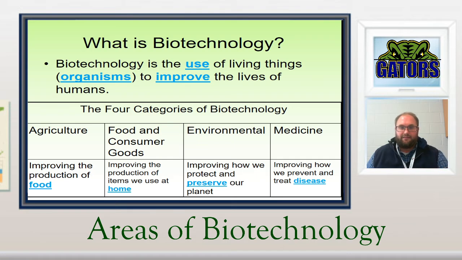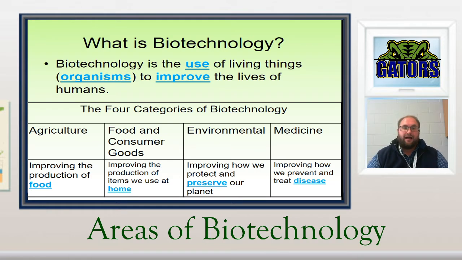This might be something that you will want to write down. You might want to write down this definition. Biotechnology is the use of living things, organisms, okay, so living things are organisms, to improve the lives of humans. Okay, so biotech is the use of living things to improve the lives of humans. Now, there are 4 categories, 4 areas of biotechnology: agriculture, food and consumer goods, environmental, and medical biotechnology.